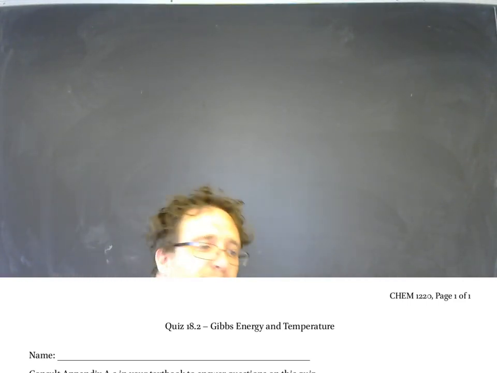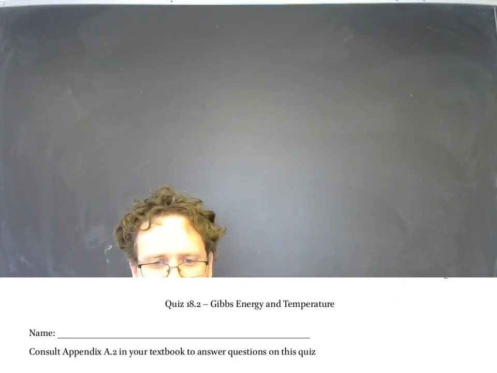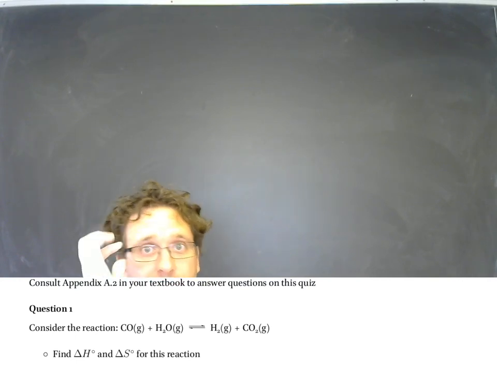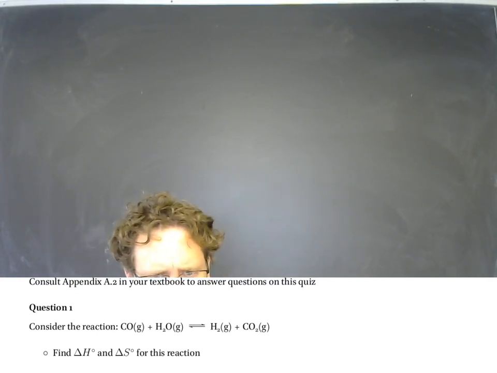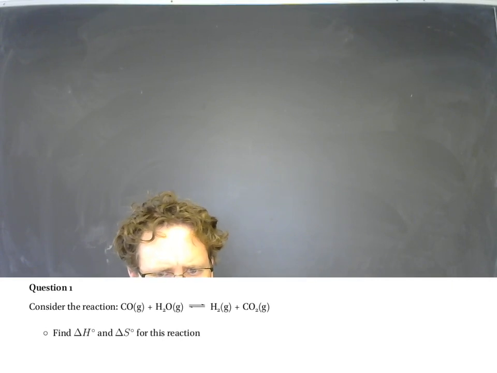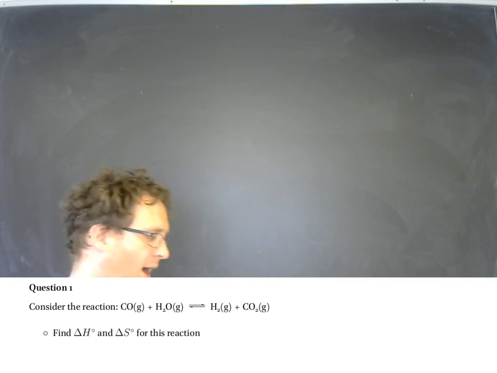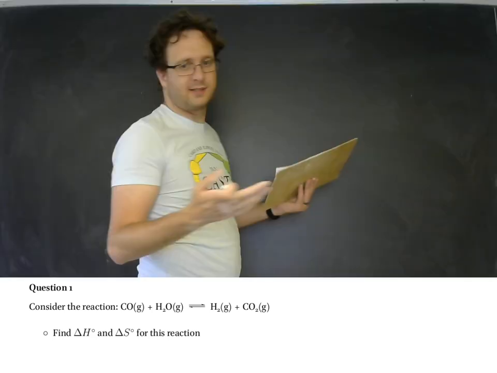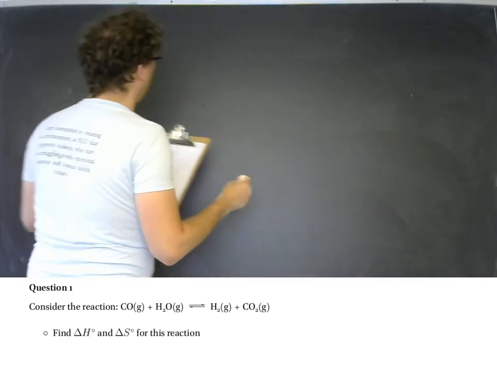Quiz 18.2 explores the relationship between Gibbs energy and temperature. We have two questions that are essentially the same, just a little extra practice. The first question says to consider this reaction and find delta H naught and delta S naught for this reaction. We'll be relying on Appendix 2, where we have all of those tabulated thermodynamic values.